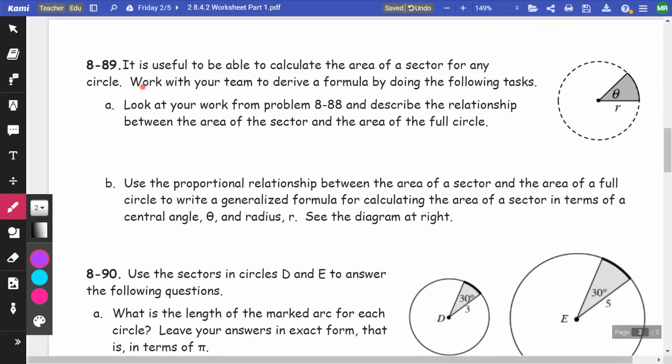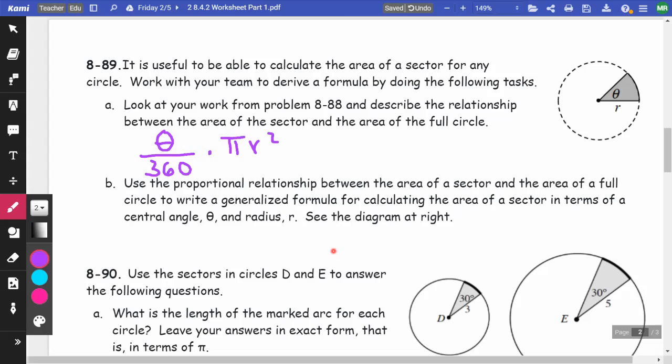On 8-89, it says, it is useful to be able to calculate the area of a sector for any circle. Work with your team to derive a formula by doing the following tasks. Look at your work from problem 8-88 and describe the relationship between the area of a sector and the area of the full circle. So in this case, it's going to be basically the angle, okay, that you have of your sector out of 360. It's going to be that part of your area, and area is pi r squared, okay?